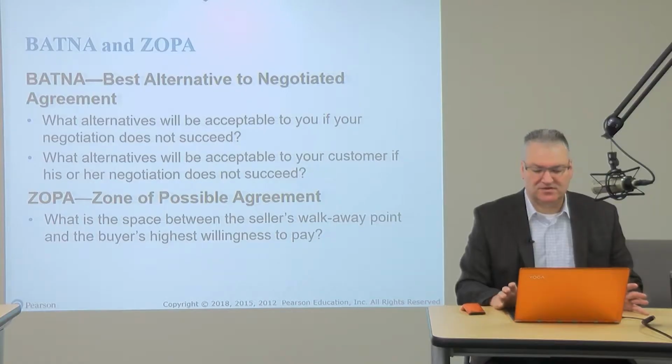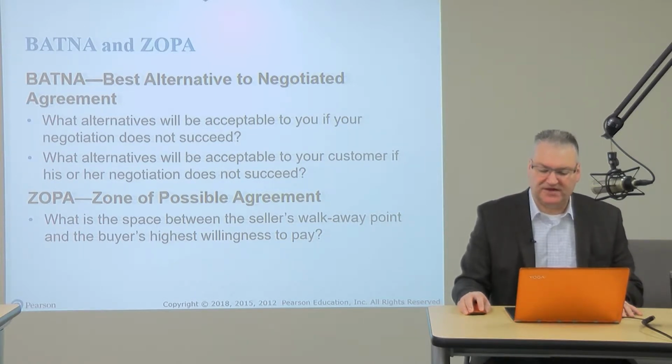The ZOPA, or the Zone of Possible Agreement, is another important planning tool, defined as the space between the seller's walk-away point and the buyer's highest expectation, highest willingness to pay. So the walk-away point represents the lowest offer a party would be willing to accept, and is also called the reservation value. For example, if your walk-away point is $42.65 million and the highest price the buyer is willing to pay is $48 million, your ZOPA is any offer that falls within this range.